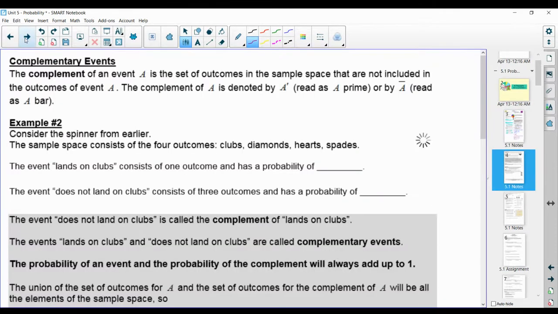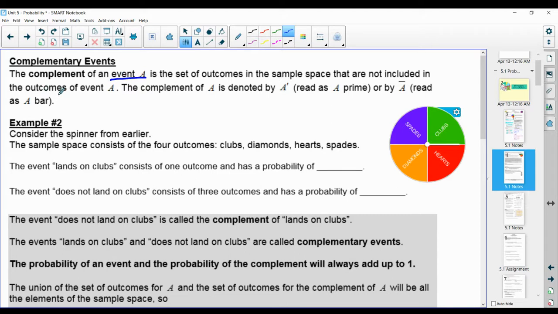All right, so let's take a look at complementary events. Now, this is something you likely looked at as well in junior high, but we're going to talk about it again here. So the complement of an event, notice spelt with an E, not an I, is the set of outcomes in the sample space that are not included. So if we're looking at event A, the complement of event A would be the ones that are not included.